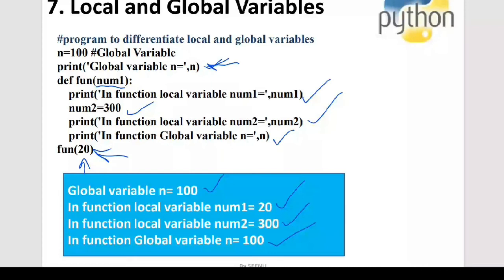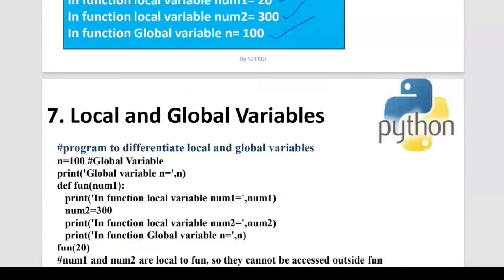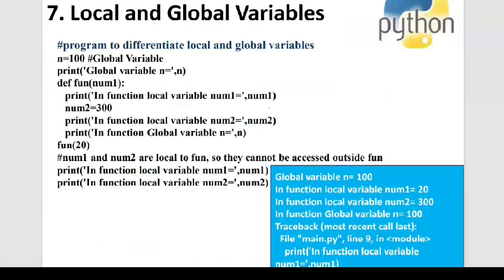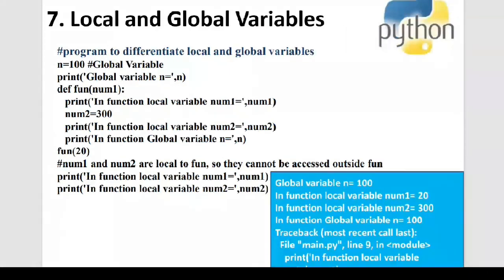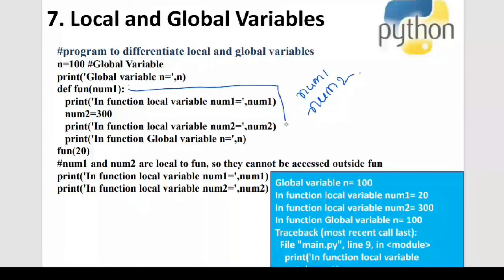So let us look into another example. This is the same program where I try to access num1 and num2 outside the function. Num1 and num2 are the local variables which are available only within this function block. The function began here and the function ended over here. As soon as the function ended, the num1 and num2 lifetime is over. They won't exist in the memory.